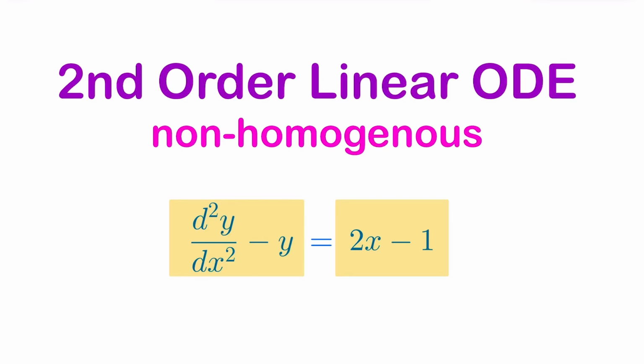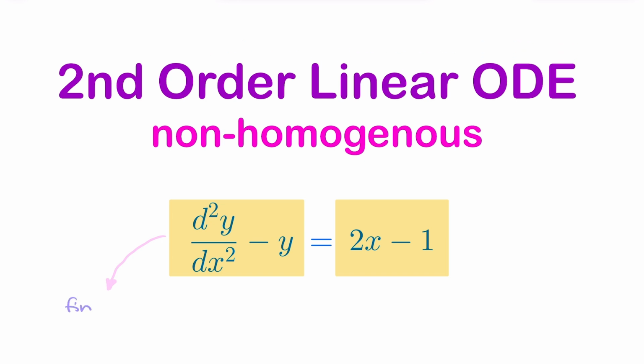When attempting to solve a second-order linear differential equation, that is, one that involves the second derivative, and when it's non-homogeneous, that means on the right-hand side we don't have 0. What we need to do is to find two things. We need to find the complementary function, YCF.